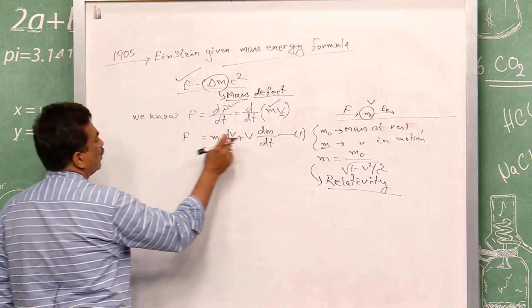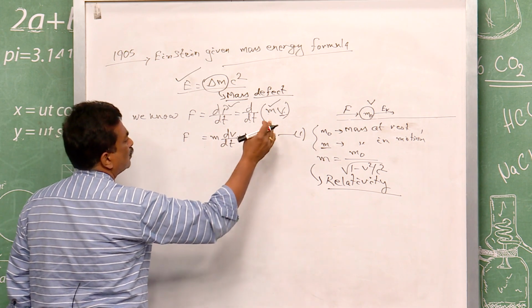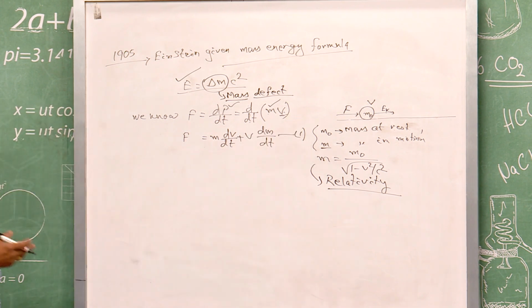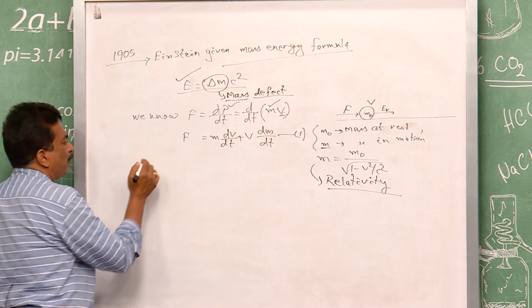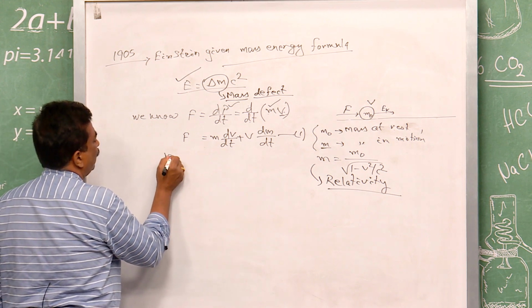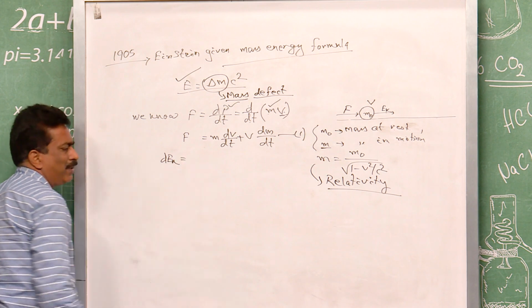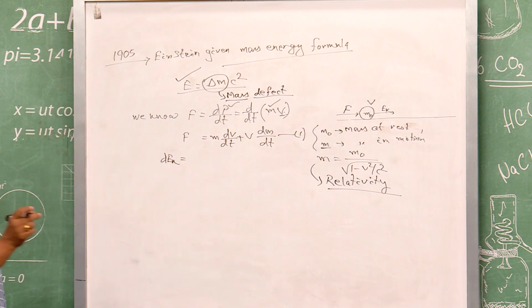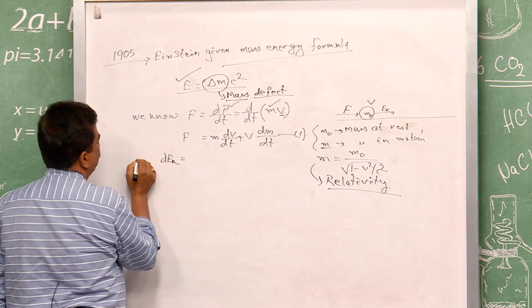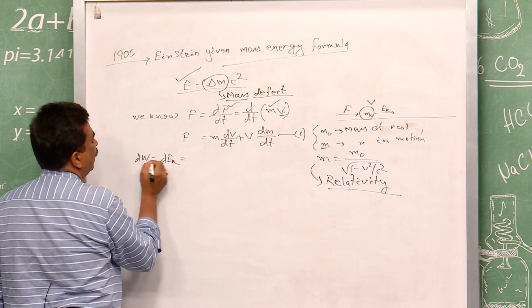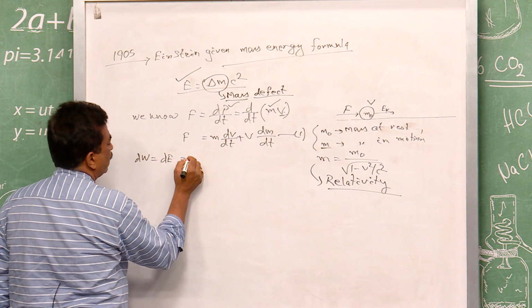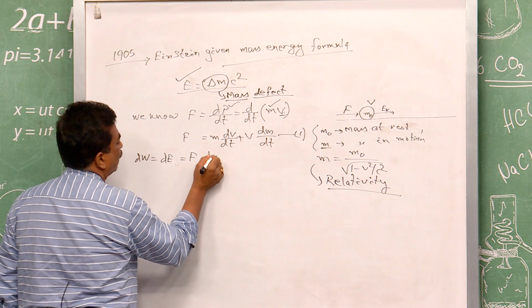And if this is equal to F, due to the force the body is in motion, it will do some work, and that work will produce energy. If you take a very small interval, then the small work done is equal to the small energy. So dW = dE = F dx.